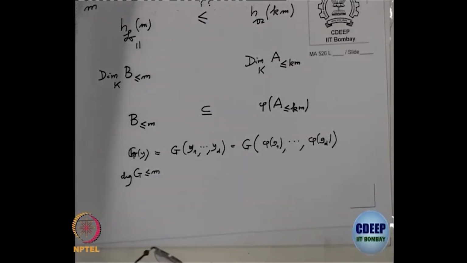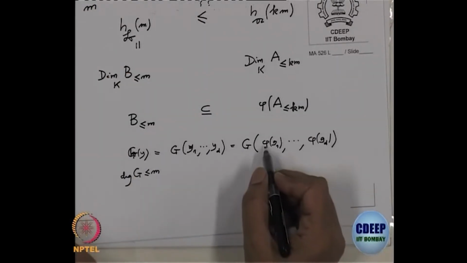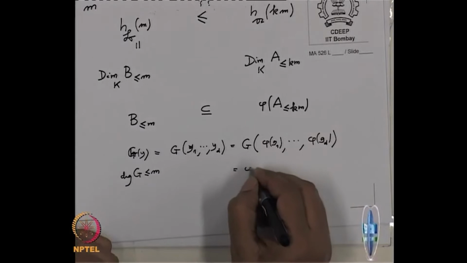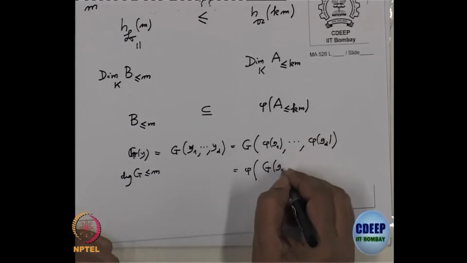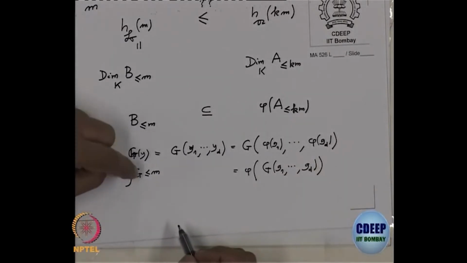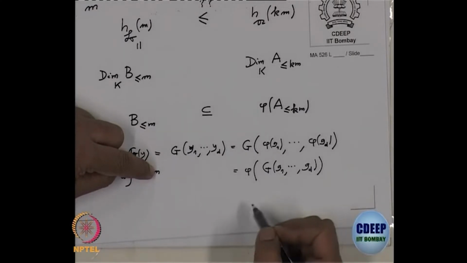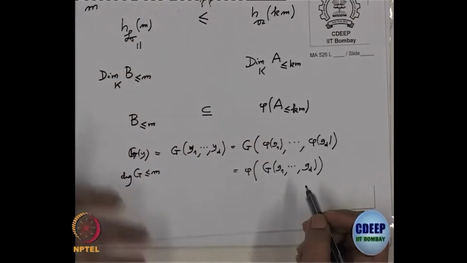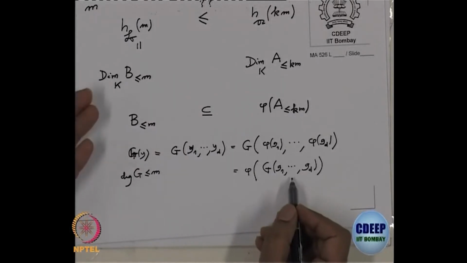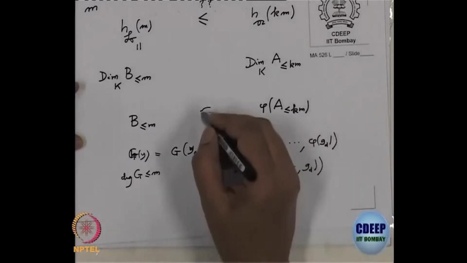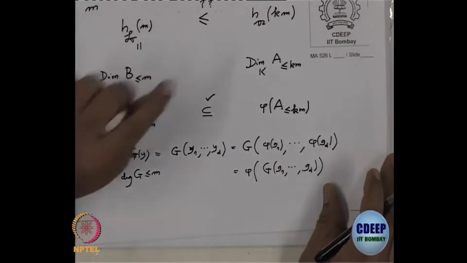So, therefore, this is correct, but now this phi is an algebra homomorphism. So, I can take phi outside. So, this is the same as phi of G of g1, ..., gd. So, here is a polynomial of degree less than or equal to m, and in those variables we have substituted g1 to gd, which are polynomials of some degrees and k is the maximum. So, this polynomial cannot have degree more than k times the original. So, that proves this inclusion.